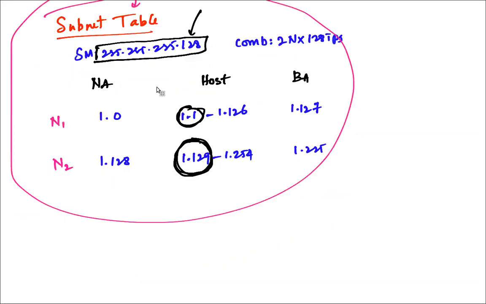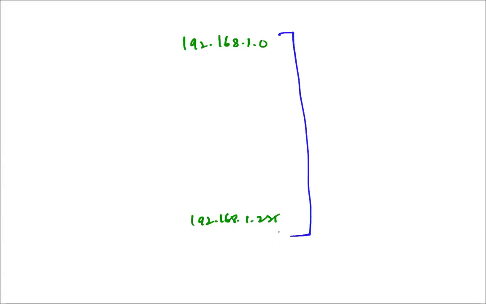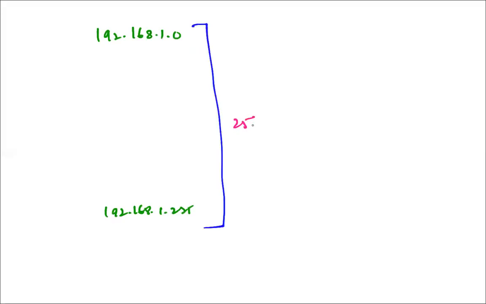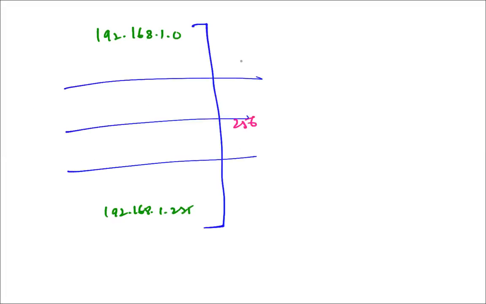Okay, very good. So let's try to understand here. So here I have the full network 192.168.1.0 to 192.168.1.255. So we have this full network and we're going to break it. The total number of IPs we have is 256 IPs, but we're going to break them into four networks, correct? So four quarters. We're going to have 64 everywhere.